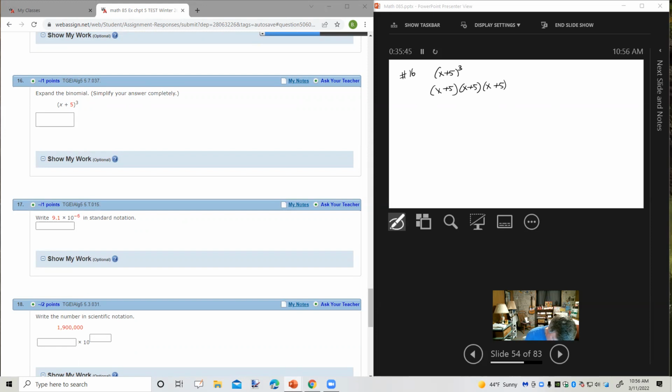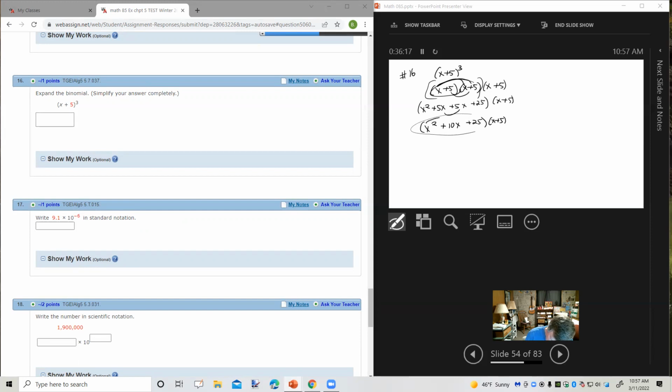We'll FOIL together the first two first. So we get x squared plus 5x plus 5x plus 25, all of that times x plus 5. But I can combine like terms in that first product before I go on. Okay, so the first two together give me this. And then I'm going to distribute here.